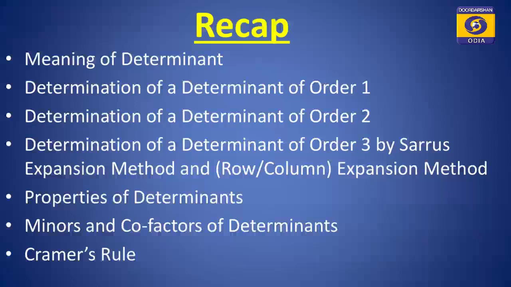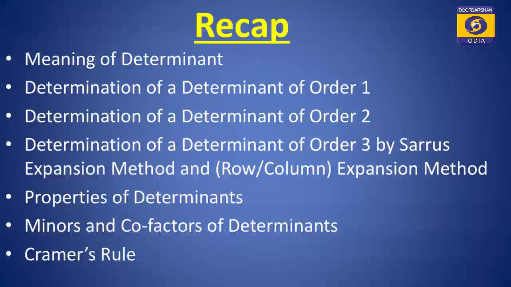Next, what have we done? We have discussed how to find out the minors and cofactors. Minor is nothing but the determinant that is obtained by deleting the row and the column in which the element exists, and cofactor is nothing but a signed minor. That means, in cofactor we take into account the sign of the position of the element.